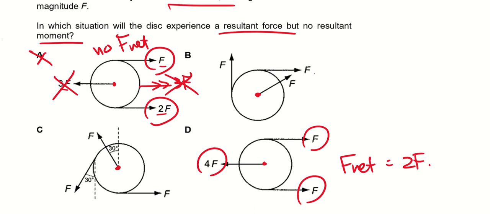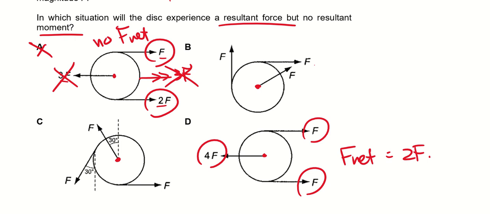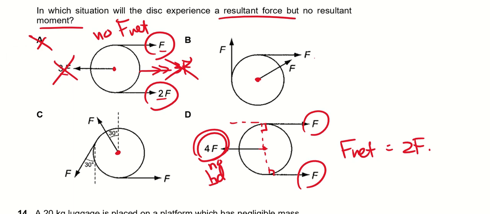Okay, but they want no resultant moment. Moment is calculated by force multiplied by perpendicular distance. So this is the perpendicular distance, and this one actually passes through the pivot, right? 4F passes through the pivot, so no perpendicular distance. So I have perpendicular distance for this. Okay, so this question is a bit tough. So this one, there's no perpendicular distance, no moment, right? I want a resultant force. Remember, I want F net, but I don't want a net moment.